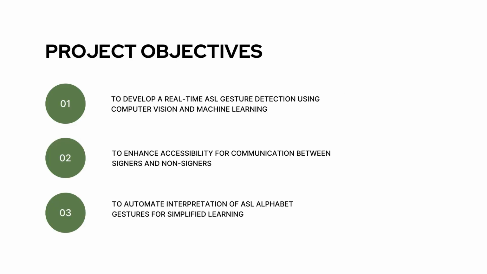And these are our project objectives. 1. To develop a real-time ASL gesture detection using computer vision and machine learning. 2. To enhance accessibility for communication between signers and non-signers. 3. To automate interpretation of ASL alphabet gesture for simplified learning.